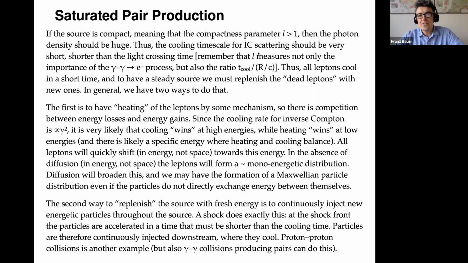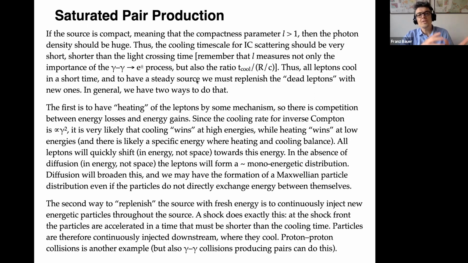This depends not only on the gamma rays, but also on the electron production process, and effectively on this compactness parameter. We can rescale this. The luminosity is related to the cooling time, and the compactness also has this factor R. So the compactness is related to this. And we know that leptons can cool in a very, very short time. They could cool via radiation or via inverse Compton.